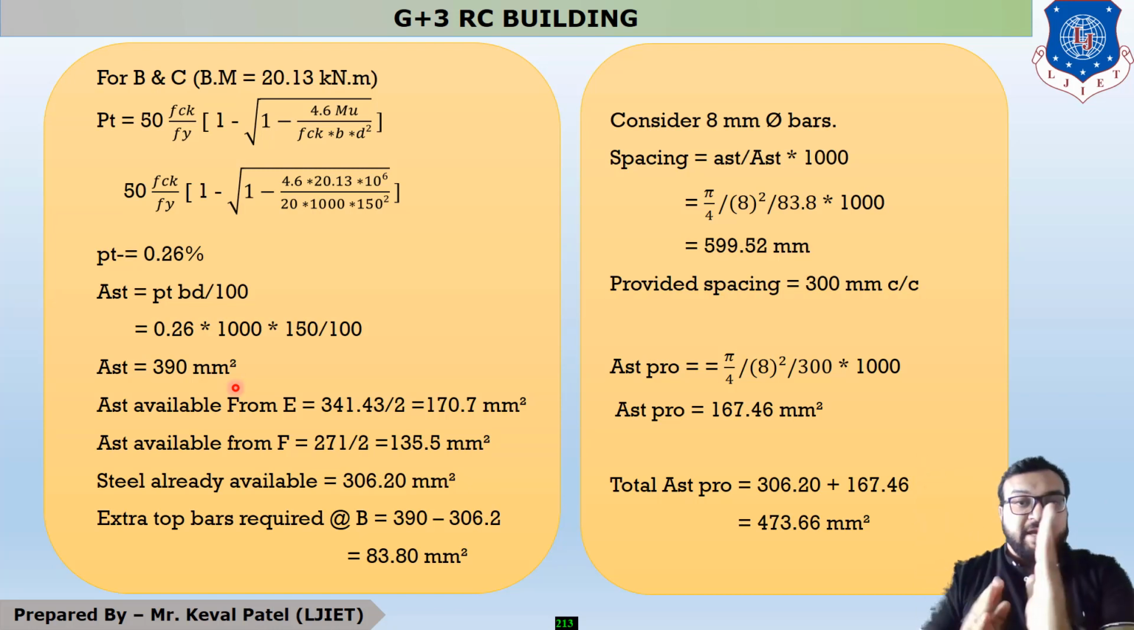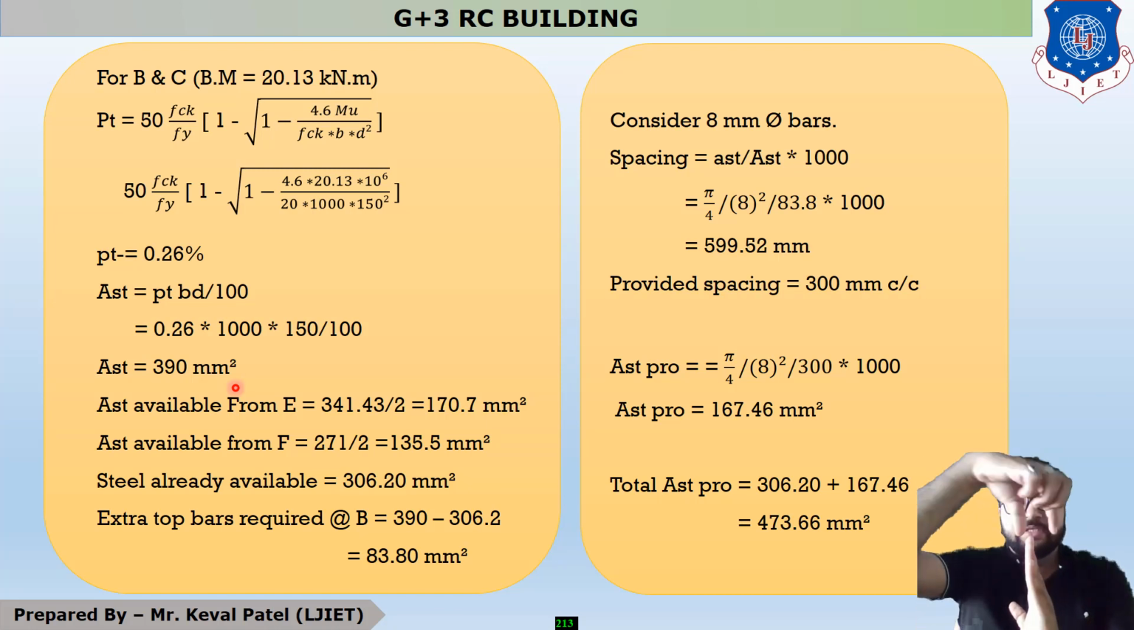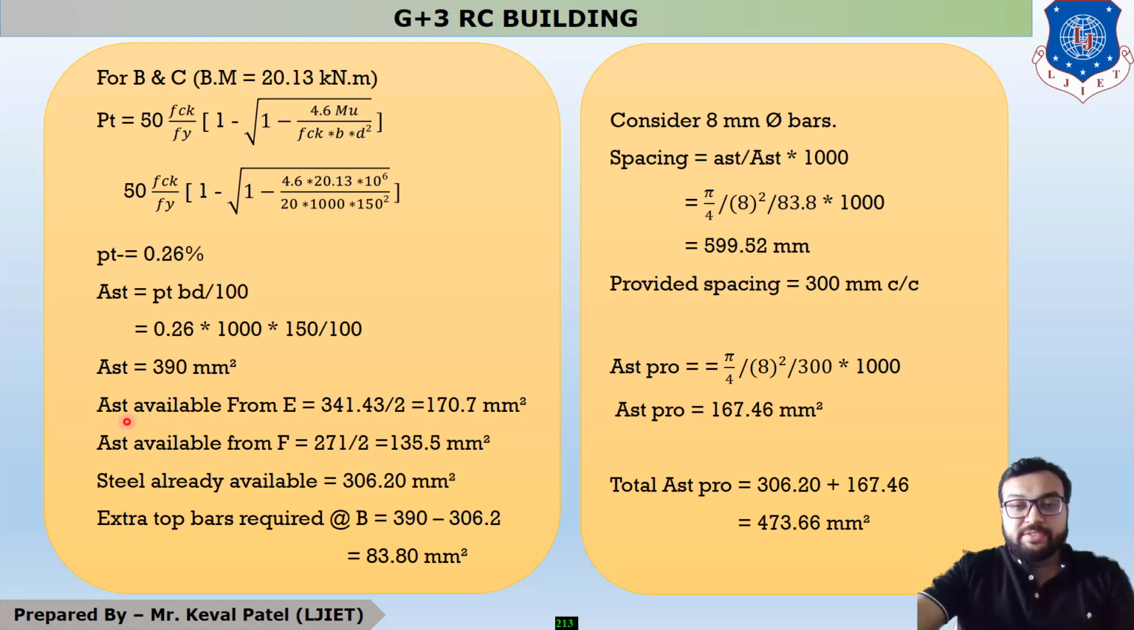slab. And similarly, this is F point. Alternate bent up means half the reinforcement is discontinued at this point and half the reinforcement continues at this slab. It means half the reinforcement from this side and half the reinforcement from this side is already going to this face. Okay, so you can see that AST is available from E.